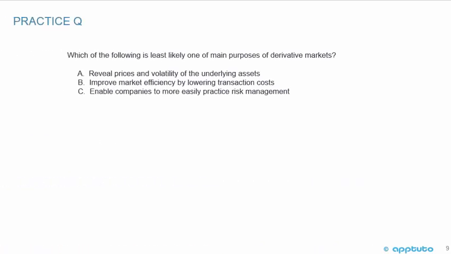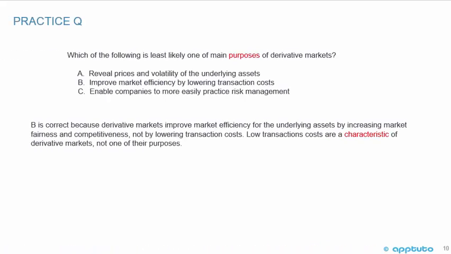And one last practice question to finish this LOS. Which of the following is least likely one of the main purposes of derivative markets? A, reveal prices and volatility of the underlying assets. B, improve market efficiency by lowering transaction costs. Or C, enable companies to more easily practice risk management. Okay, I like this question. It's a nice one to finish on because it's just a little bit tricky with regards to the English.